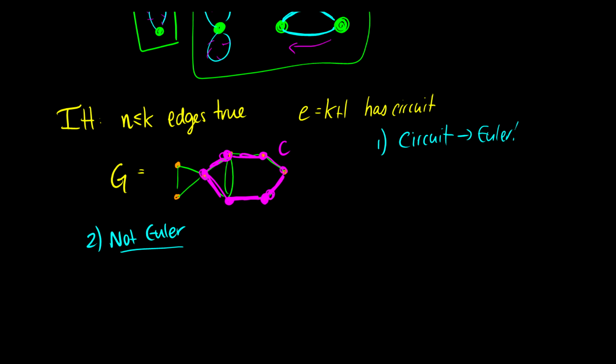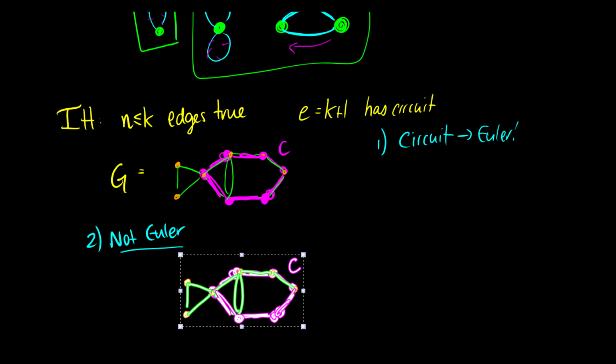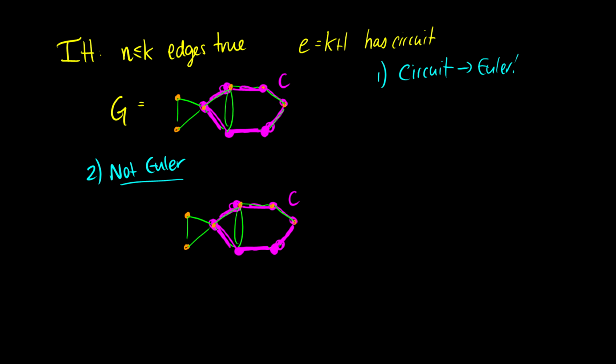Well, we're going to copy and paste our little graph here, and we're going to deal with this. Okay, so what happens if we pick not an Euler circuit? Here's where the fun part comes. We're going to decompose it, which means everything on our original circuit we are just going to delete. Okay, so get rid of the pink there. So this is what we're left with. We deleted our original circuit.